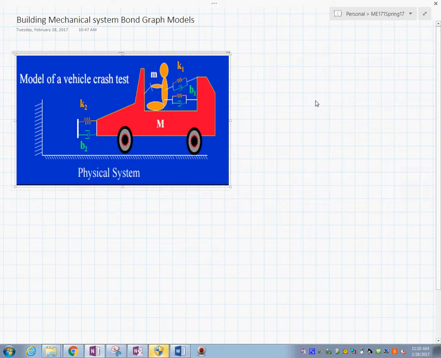Okay, so what we're going to do is establish some steps, some rules on how to do this. The first step is to recognize elements and the distinct velocities.